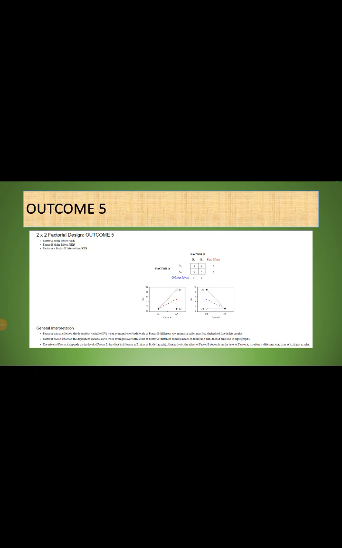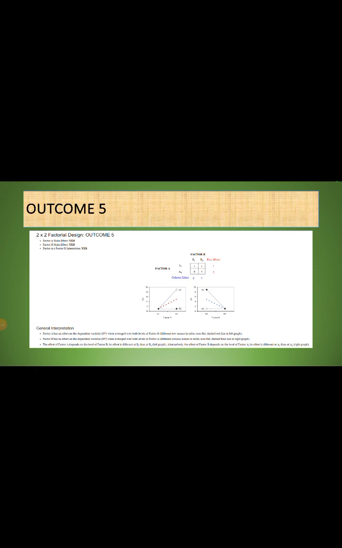Let's go to outcome number 4. Factor A has an effect on the dependent variable when averaged over both levels of factor B. The second one is factor B has an effect on the dependent variable when averaged over both levels of factor A. And number 3, the effect of factor A does not depend on the level of factor B. Its effect is similar at B1 and B2.